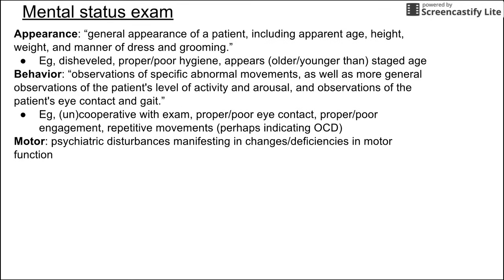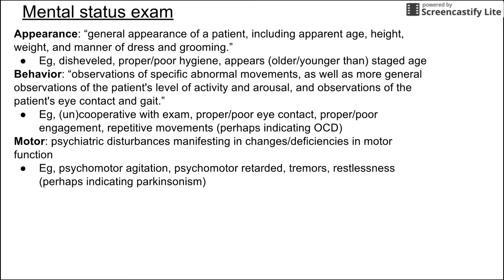Next, you want to comment on the patient's motor function. This is essentially a psychiatric disturbance that manifests in a change or deficiency in a patient's motor function. Some things to include here are psychomotor agitation, psychomotor retardation, any tremors, or restlessness. Oftentimes, restlessness is indicative of Parkinsonism, and it can also be a side effect of some antipsychotics. So that would be important to note.